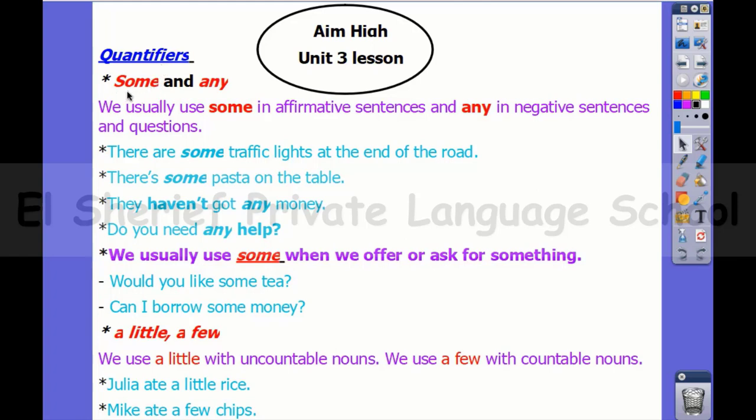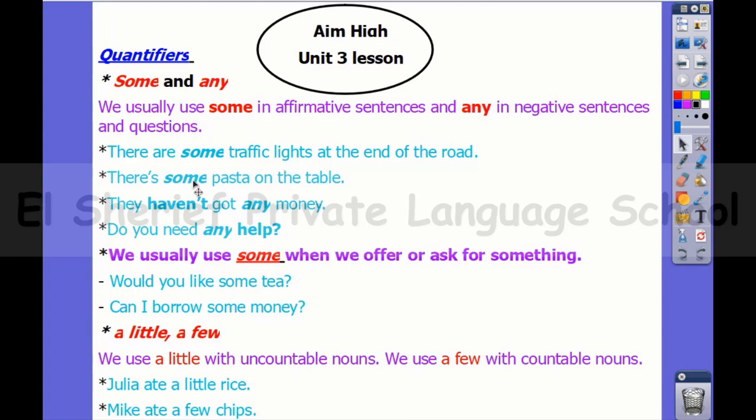So let's start with some and any. So we use some in affirmative statements and questions, and we use any in negative sentences or statements and in questions. So we usually use some in affirmative sentences and any in negative sentences and questions. Examples: there are some traffic lights at the end of the road. So after some we put a plural countable noun. So look at this, traffic lights. This is a plural noun.